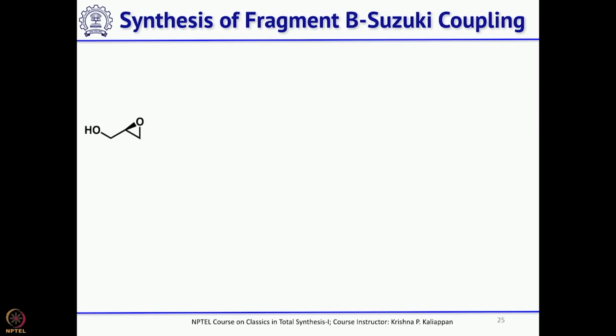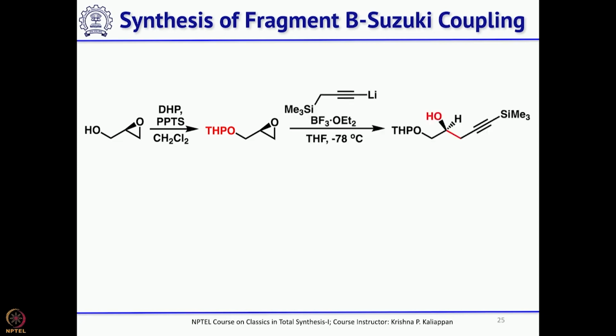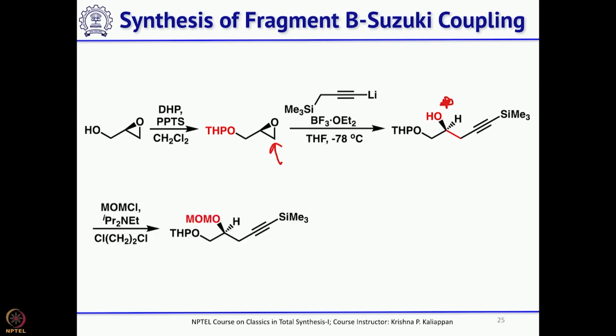For fragment B, he started with the glycidol, okay, which is commercially available, and protected the primary alcohol as tetrahydropyranyl ether. Okay. Then open the epoxide with lithiotrimethylsilyl propyne. Okay. So, that opens, and then you can see this chiral center is formed. That is already, you started with the chiral center, and next you protect the hydroxyl as MOM ether and remove the tetrahydropyranyl group using PPTS methanol.